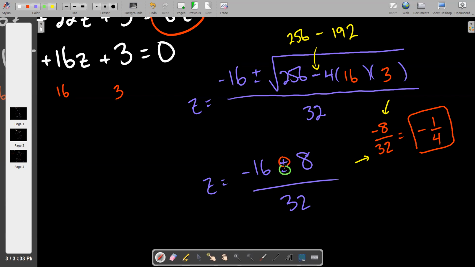What is negative 16 minus 8? Negative 24. And hopefully this one goes a little smoother than the last one. Let's divide those numbers both by 8. Again, go big or go home. There's no sense in reducing a fraction take 5 minutes. Just go in and divide them both by 8. Get her done. What do you get?